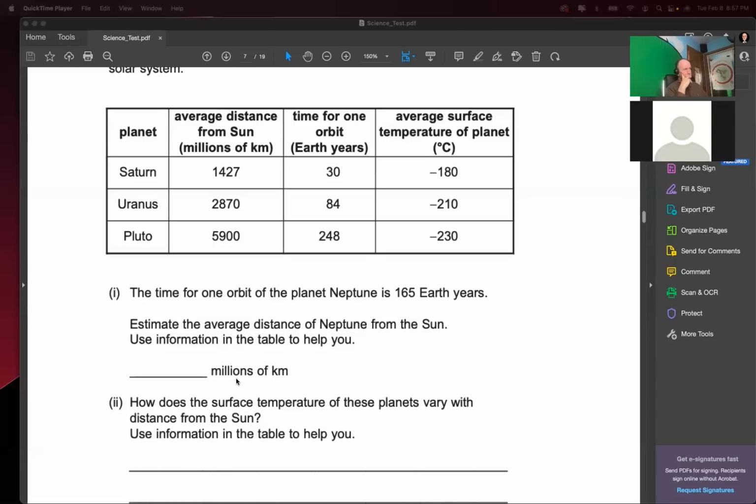I guess the part that I thought might be hard here is if you had to get more detailed with the numbers. It asks how the temperature varies with distance. So if you want to be specific, you might say it's inversely proportional or linear or something like that. But that would be difficult.